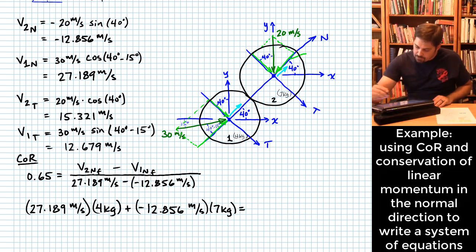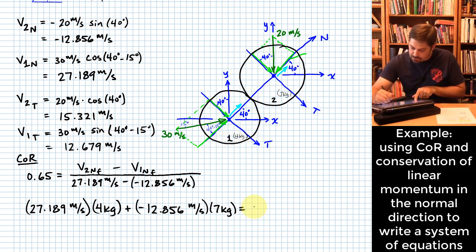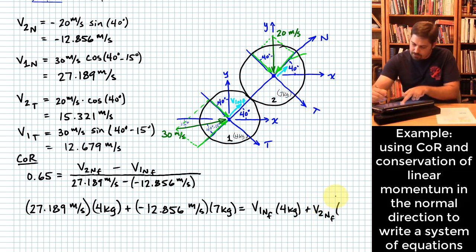Okay, that's important when I write this equation, because now we're saying that our total momentum is going to be equal to the momentum of 1, which is just going to be V1NF that I have right there, multiplied by its mass, which is 4 kilograms, plus V2NF times its mass, which is going to be 7 kilograms.